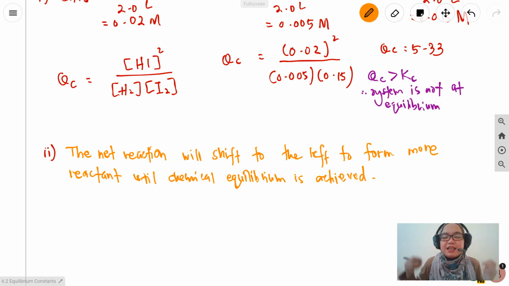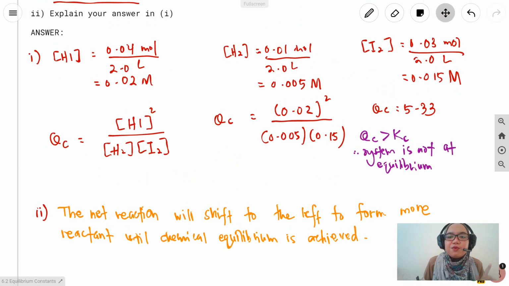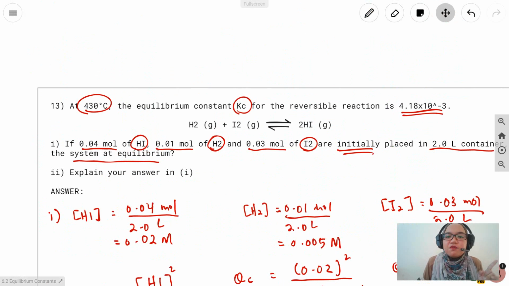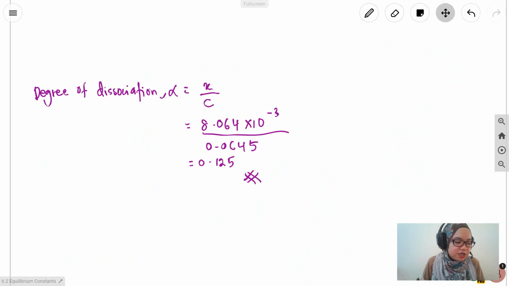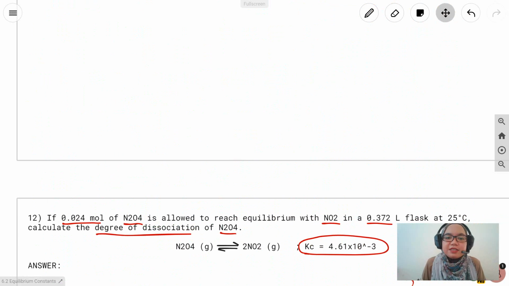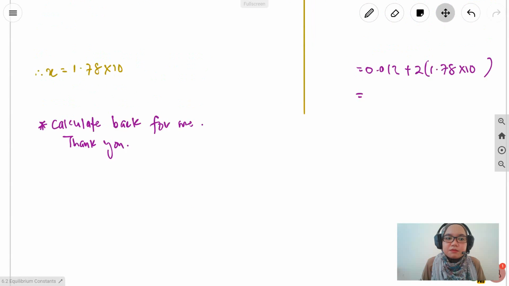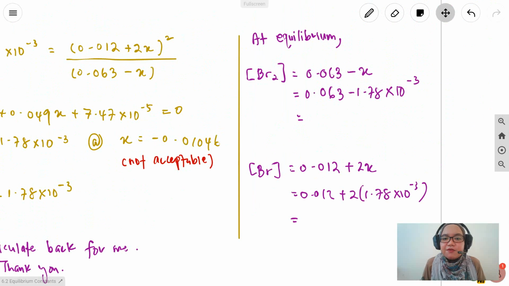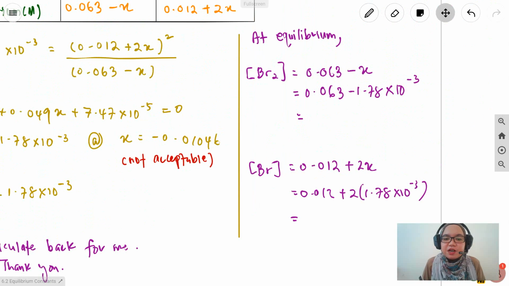I hope that you can have a basic idea on how to find this and that for chapter 6.2 part 2. So one thing that I want to ask as a favor is please check question number 11 just now, the value of x, so that you can find the concentration of Br2 and Br at equilibrium. Okay? Alright, that's all for today.